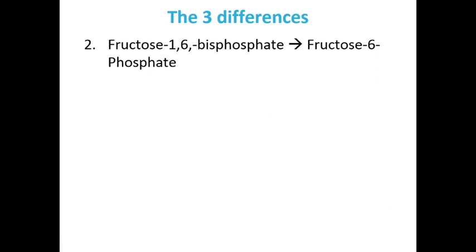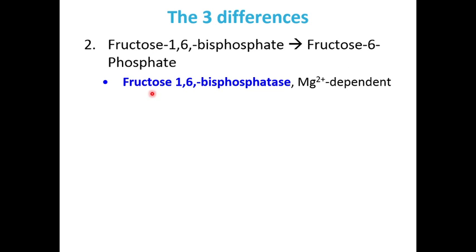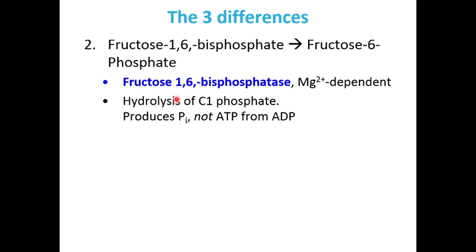The second difference is the conversion of fructose-1,6 bisphosphate to fructose-6 phosphate, which happens in the presence of an enzyme, fructose-1,6 bisphosphatase. And it is a magnesium-dependent enzyme, and it hydrolyzes the C1 phosphate in fructose-1,6 bisphosphate. And it produces phosphate, not ATP from ADP.